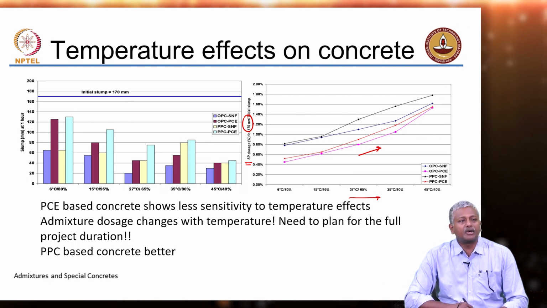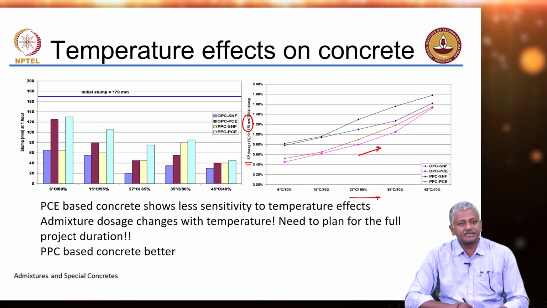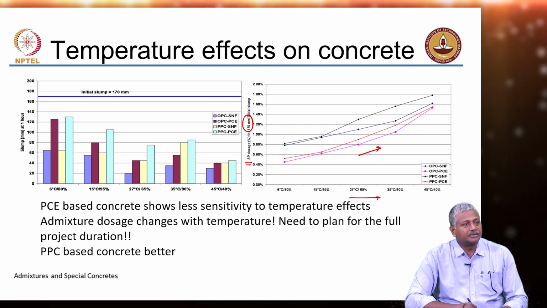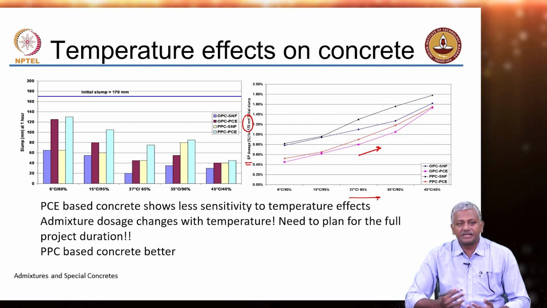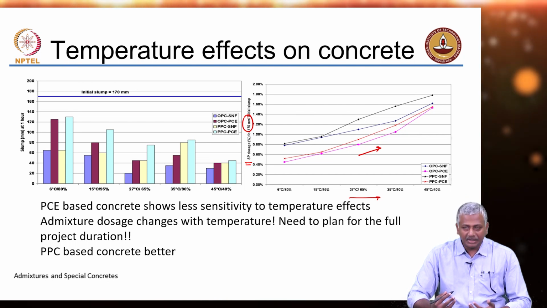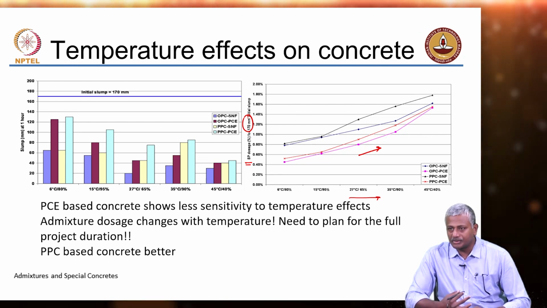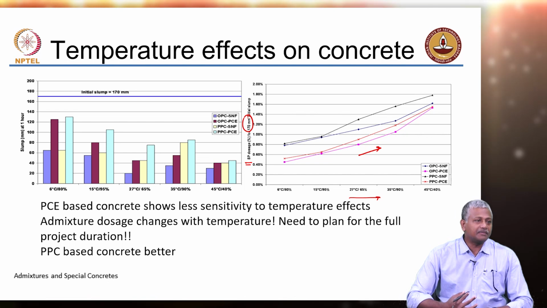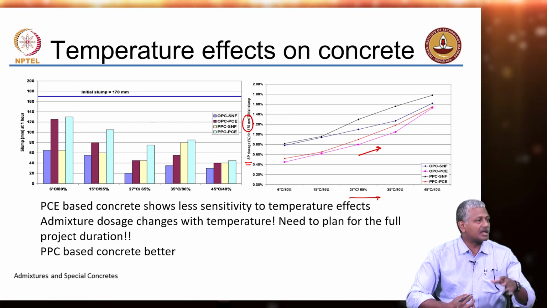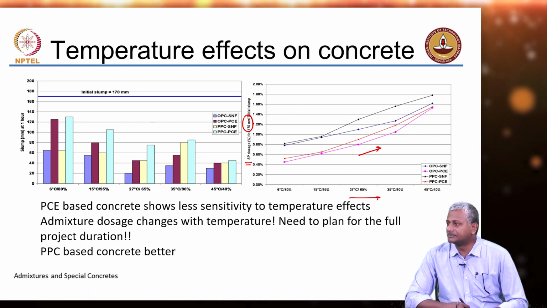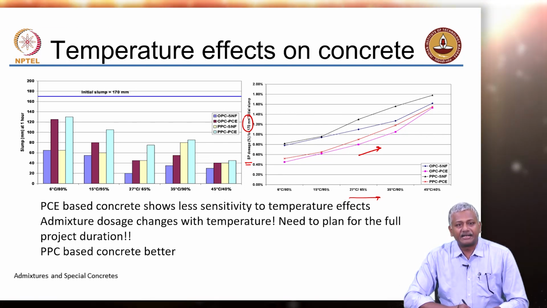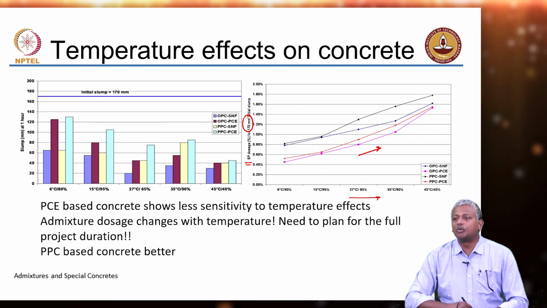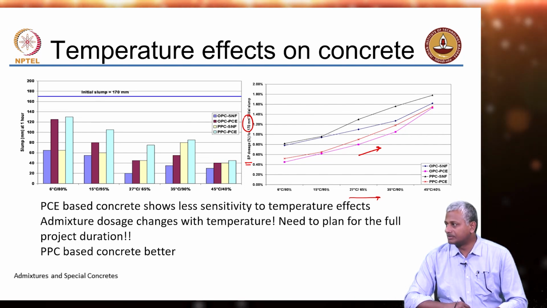Why is this happening? Why do we need more superplasticizer at higher temperature? At higher temperature there is a chance of greater water loss from the system. At the same time, there is greater adsorption happening of the superplasticizer, right. More adsorption is happening, so you are quickly adsorbing the superplasticizer, maybe more quantity of superplasticizer getting adsorbed onto the system.